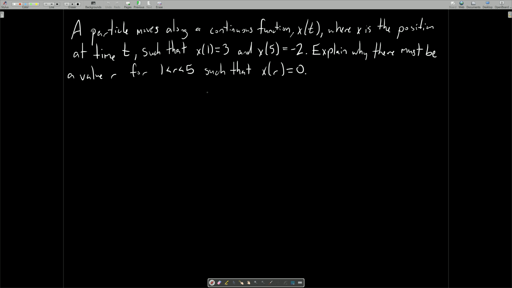Here's the last one. A particle moves along a continuous function x of t, where x is the position at time t, such that x of 1 is 3 and x of 5 equals negative 2. So it gives us these values. Explain why there must be a value r between 1 and 5 such that x of r equals 0.